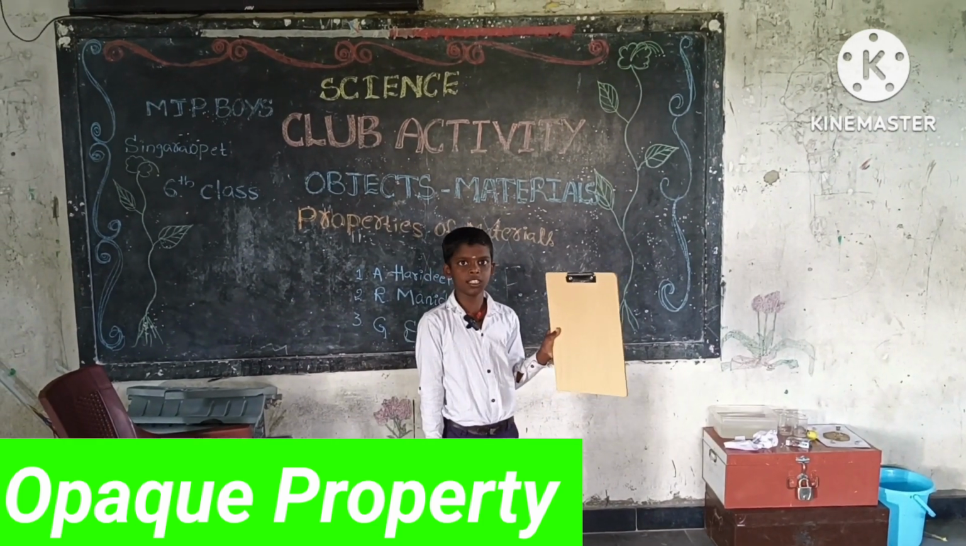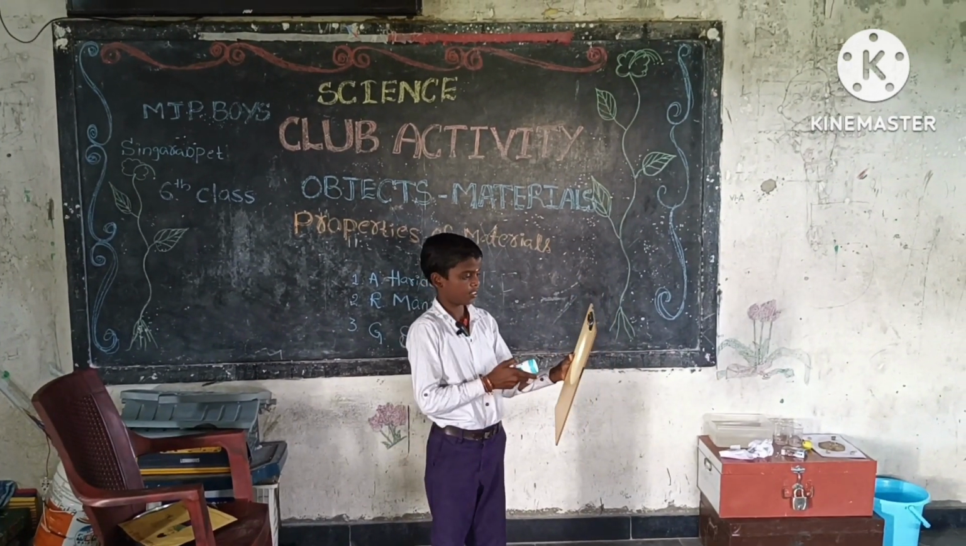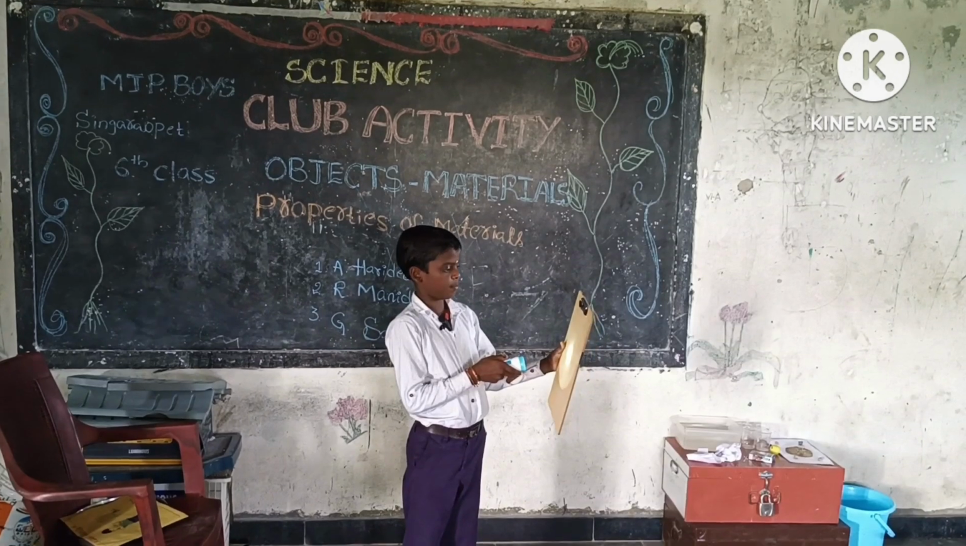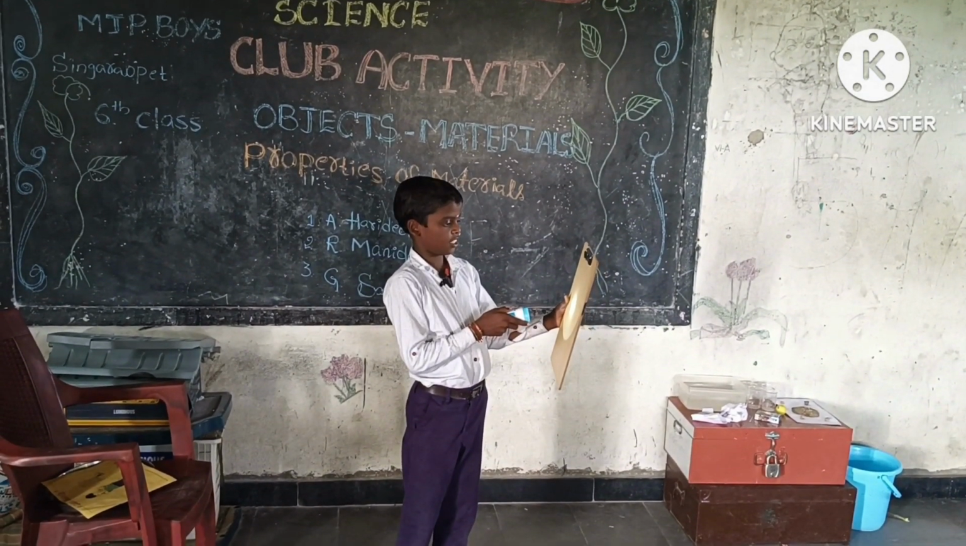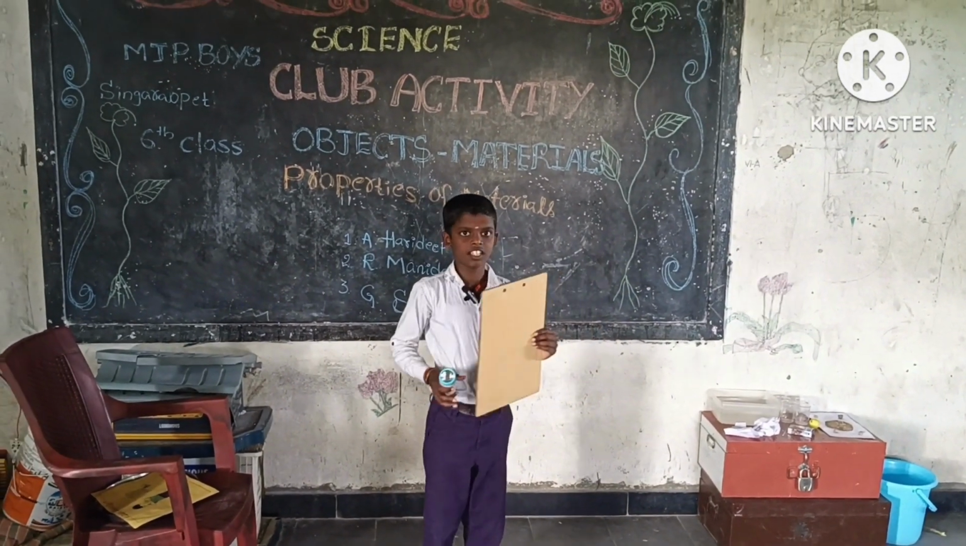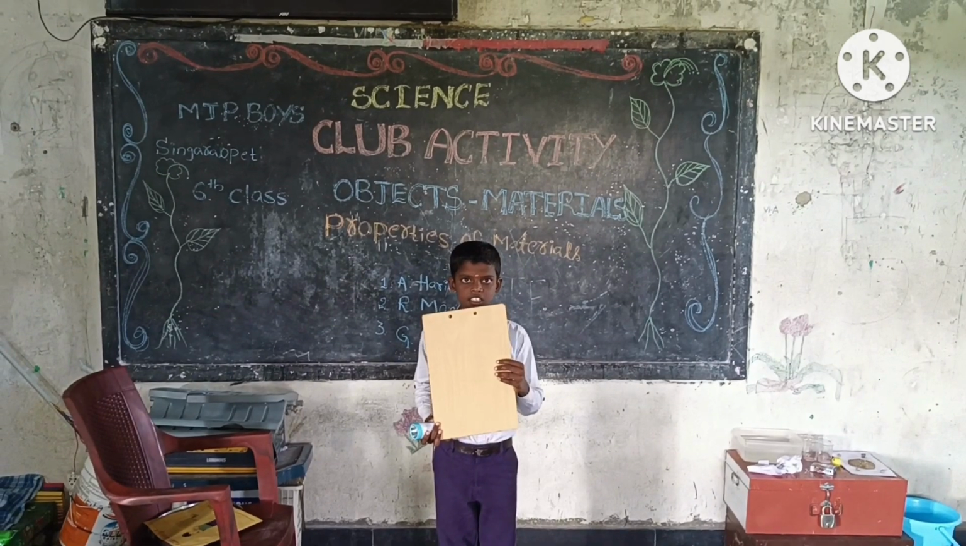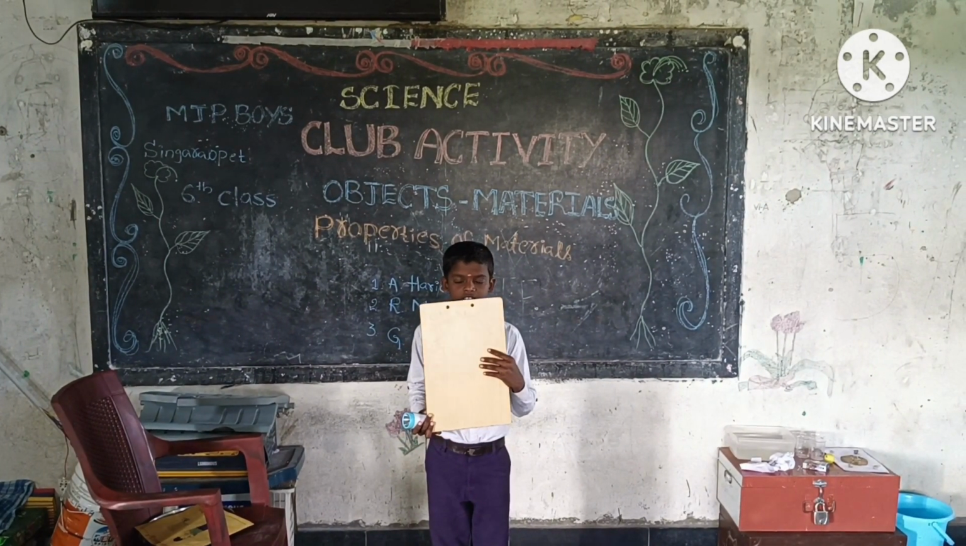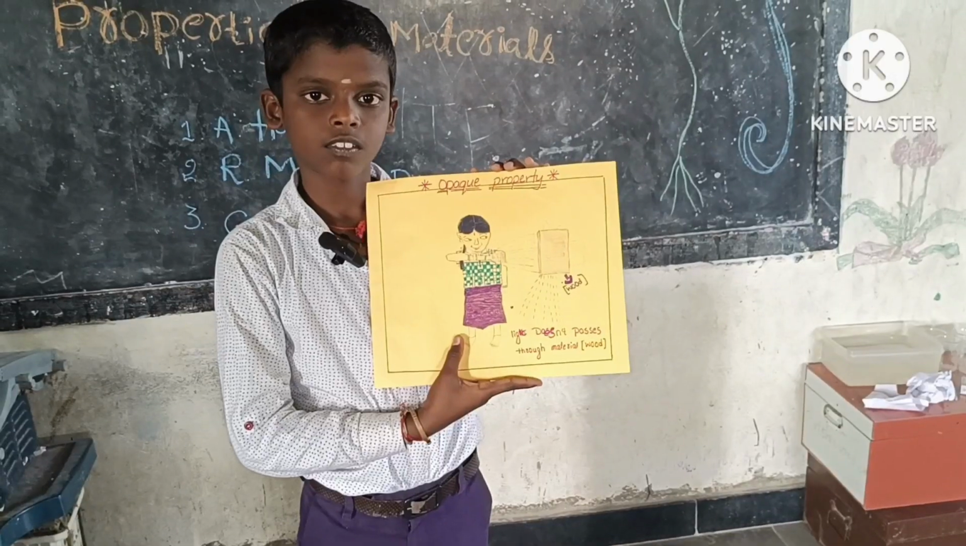This material name is wood writing pad. Light does not pass through this material. That's why we cannot see through this material. So this material has opaque property.